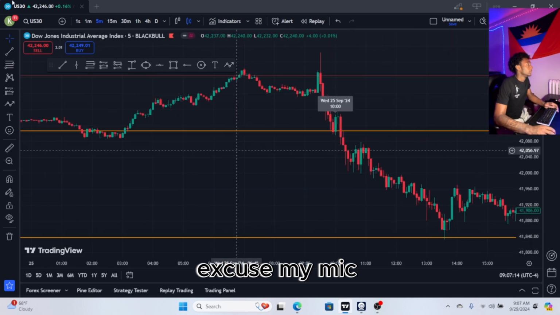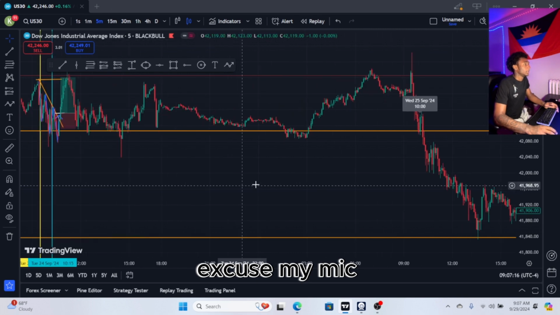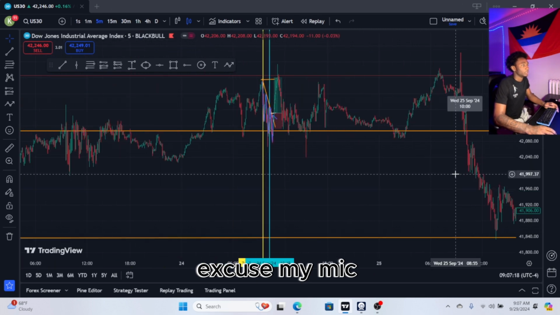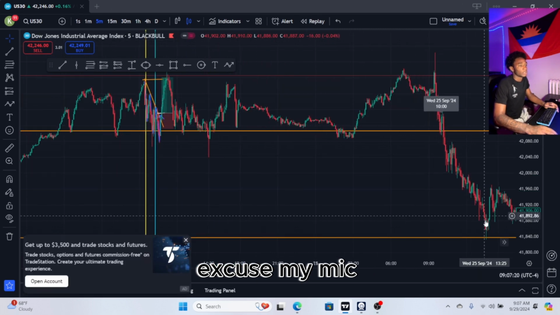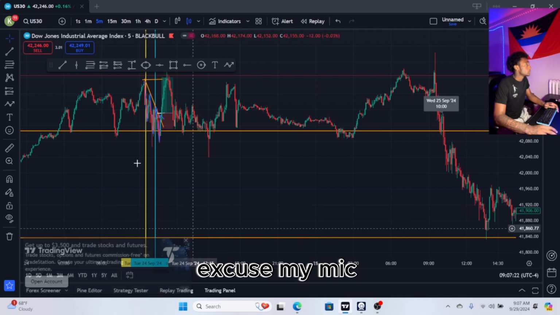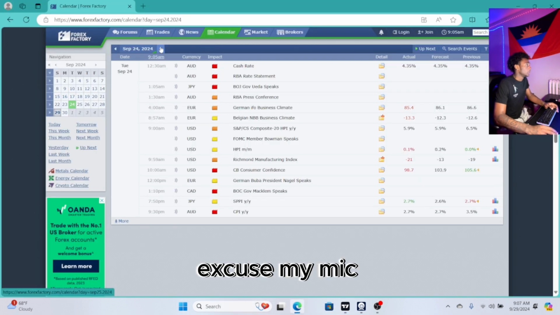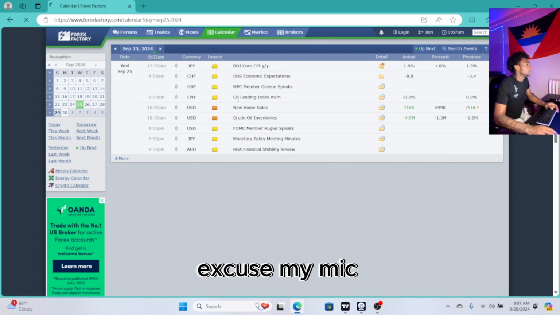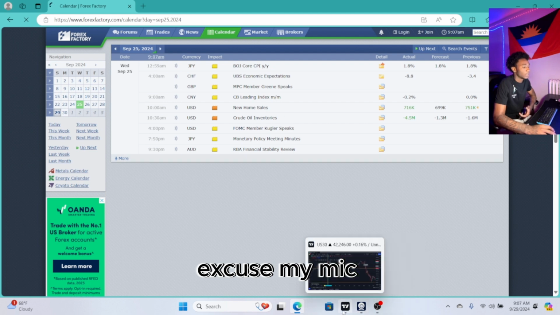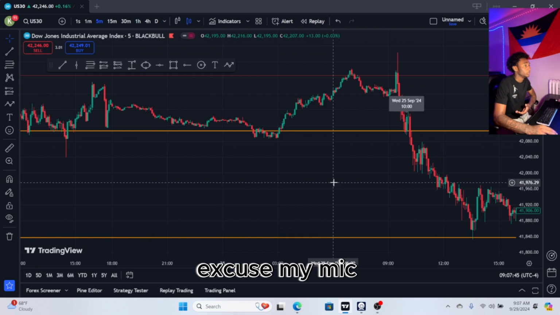Let's go to Wednesday now. As you can see, price broke below the daily high, had a huge drop to the downside, so price is now in the downtrend. Let's see if there was any news on Wednesday, the 25th. As you guys can see, there was no news. So we'll be looking for entry around 9:30, 10, 10:30. It doesn't matter. Whatever matches with our strategy, that's where we'll be looking for entry.